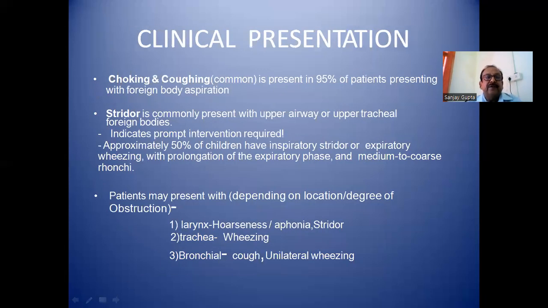Clinical presentation is choking and coughing, present in 95% of cases presenting with foreign body aspiration. Stridor is commonly present with upper airway or upper tracheal foreign bodies. It indicates prompt intervention. Approximately 50% of children have inspiratory stridor or expiratory wheeze with prolongation of the expiratory phase and medium to coarse bronchi. Patients may present with laryngeal hoarseness, aphonia, stridor, wheezing, coughing, and unilateral wheezing.